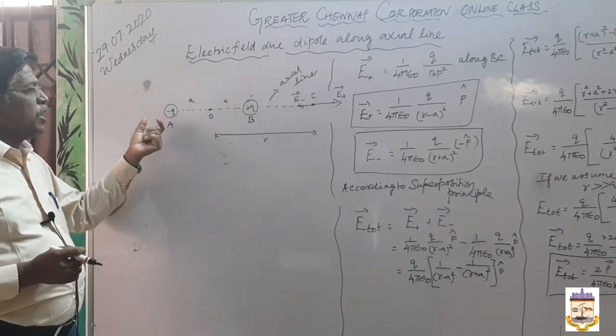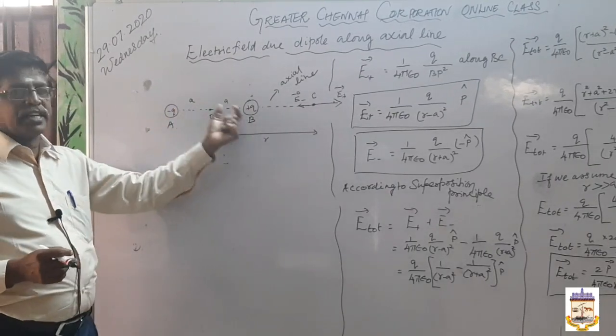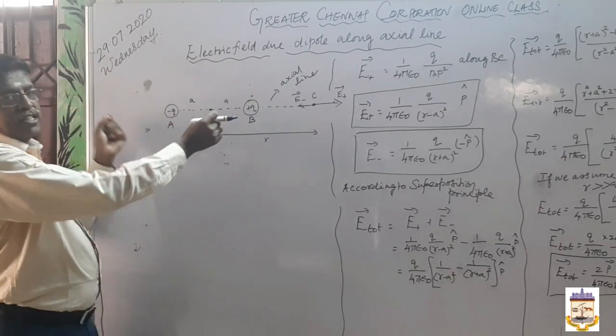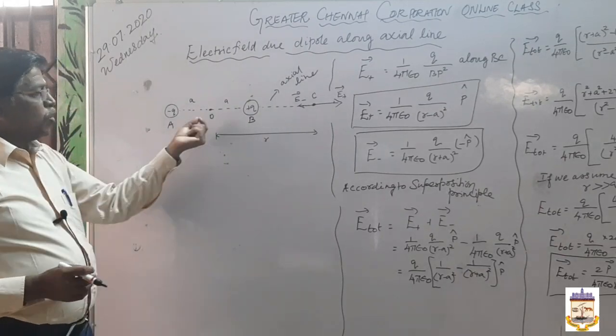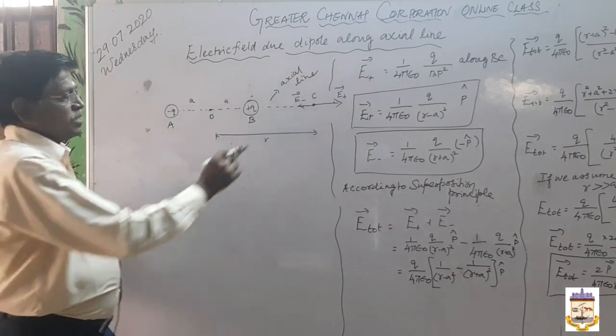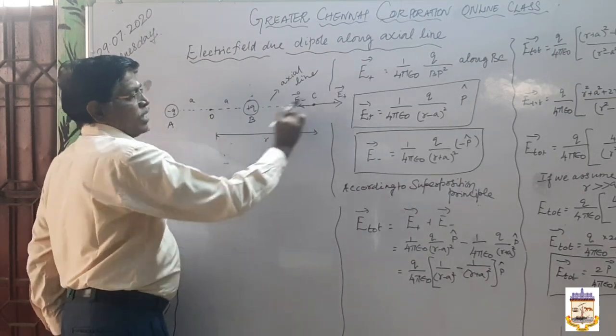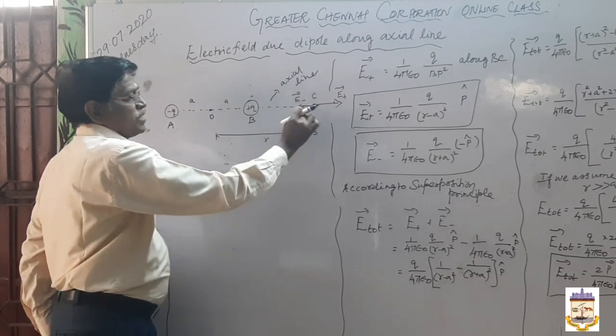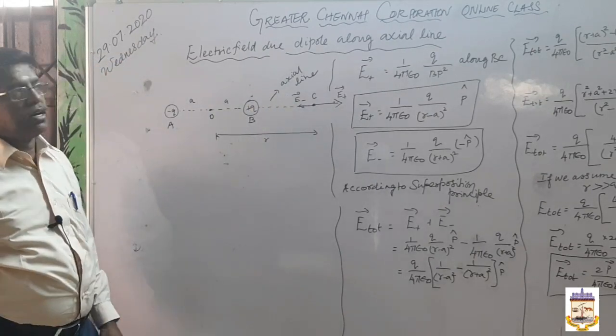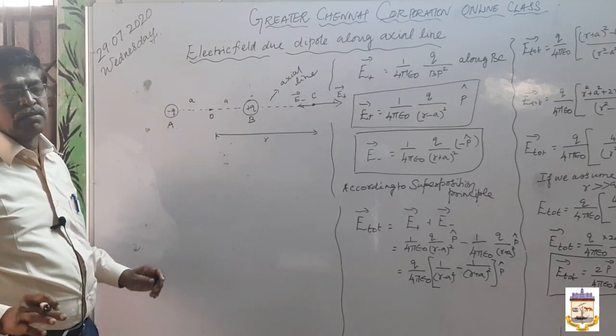What is the explanation? Minus q and plus q are placed at A and B, separated by a distance 2a. O is the midpoint of the dipole. C is the point which is at a distance r from the center of the dipole on the axial line. That's all.